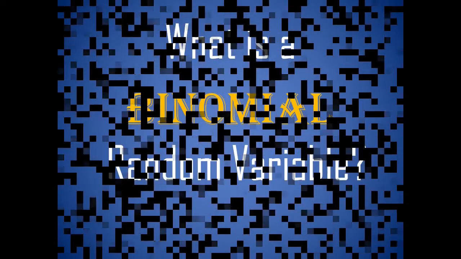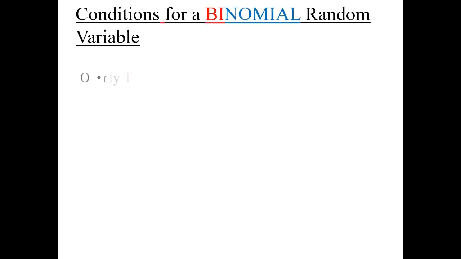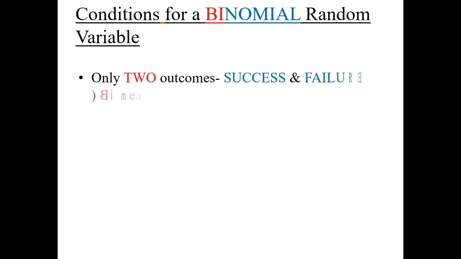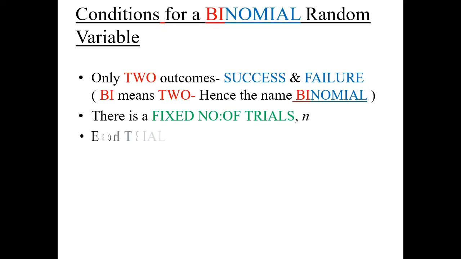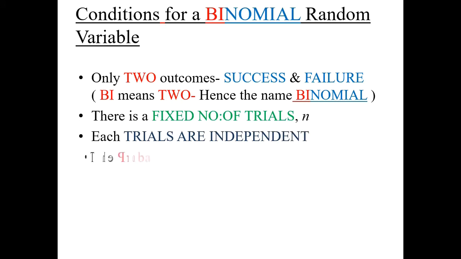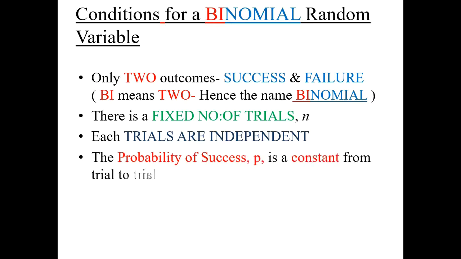What is a binomial random variable? A random variable is called a binomial random variable under the following conditions. Each trial of the random experiment has only two possible outcomes, namely success and failure. There is a fixed number of trials, say n. Each trial is independent. The probability of success p remains the same in all trials. X is defined as the number of successes obtained in the n repetitions of the experiment.